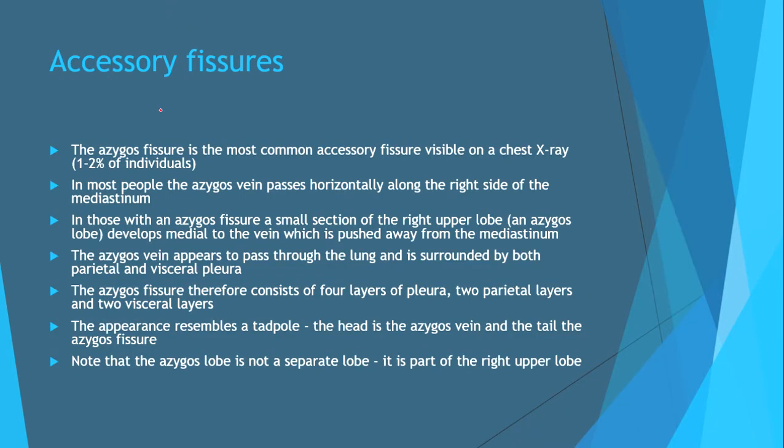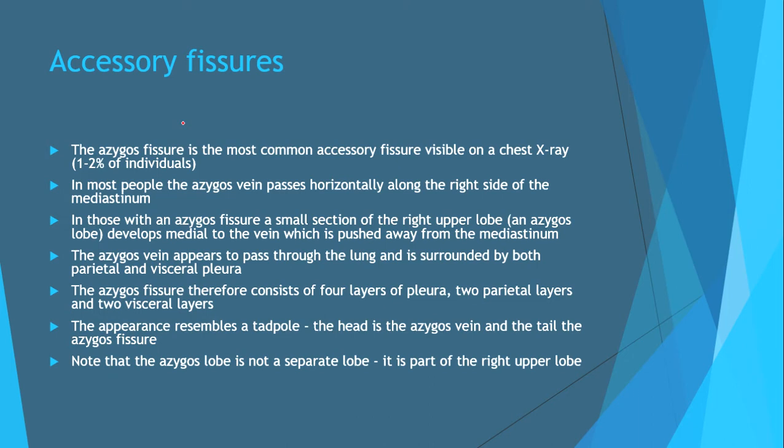Accessory fissures. The azygos fissure is the most common accessory fissure visible on a chest X-ray, seen in 1 to 2% of individuals. In most people, the azygos vein passes horizontally along the right side of the mediastinum. In those with an azygos fissure, a small section of the right upper lobe, an azygos lobe, develops medial to the vein, which is pushed away from the mediastinum. The azygos vein appears to pass through the lung and is surrounded by both parietal and visceral pleura. The azygos fissure therefore consists of 4 layers of pleura, 2 parietal layers and 2 visceral layers.